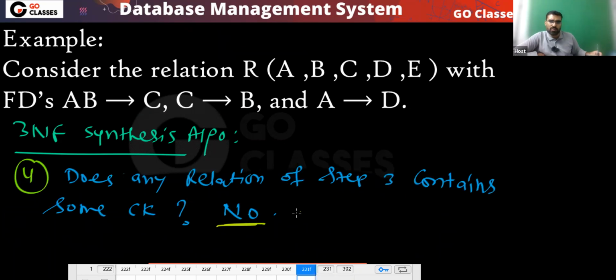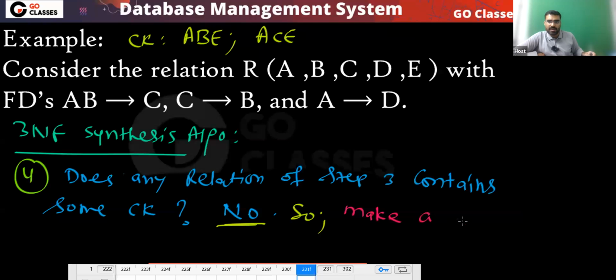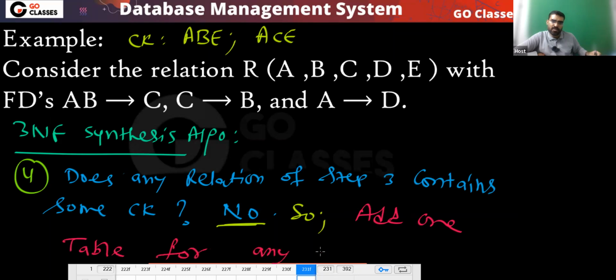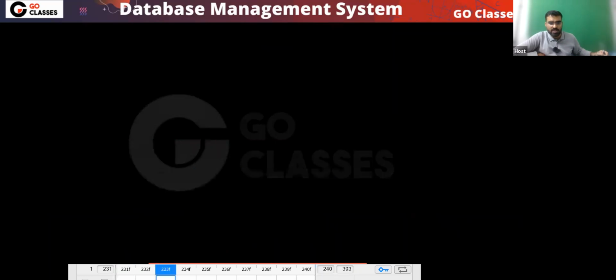So in this situation, what will you do? Add one of them, like ABE or ACE. Make one table for one candidate key. So add one table for any one candidate key. Is this point clear?